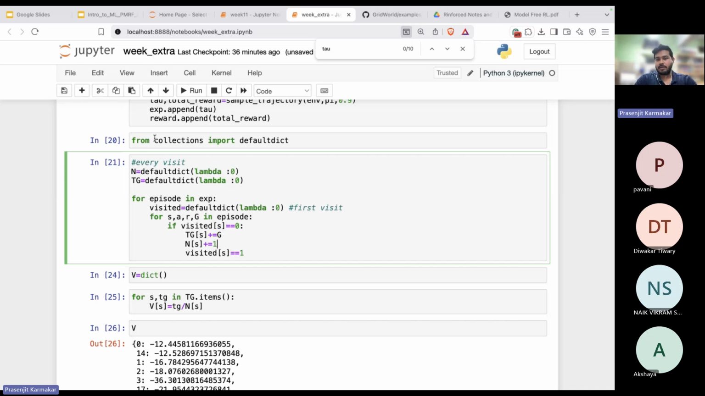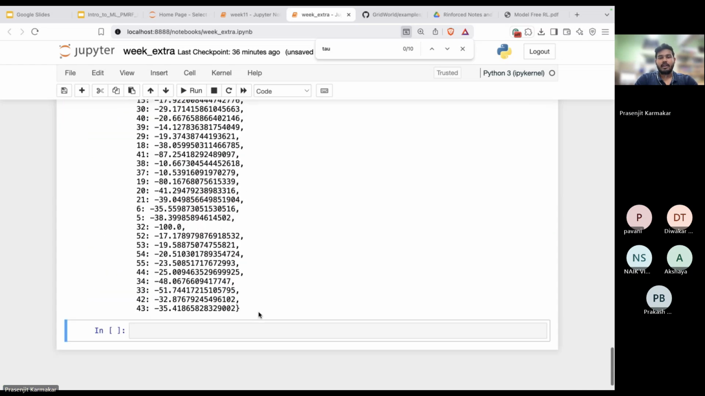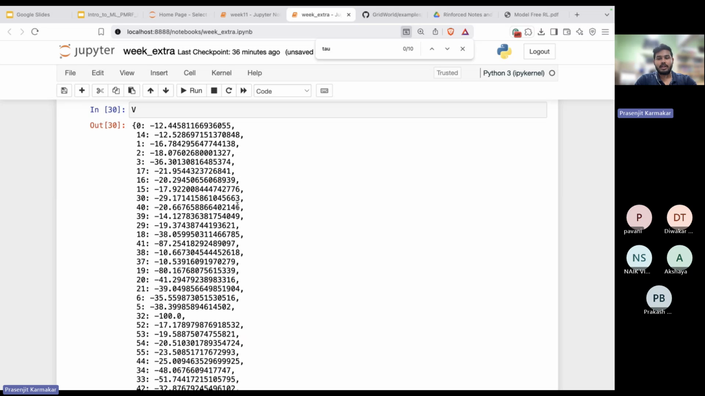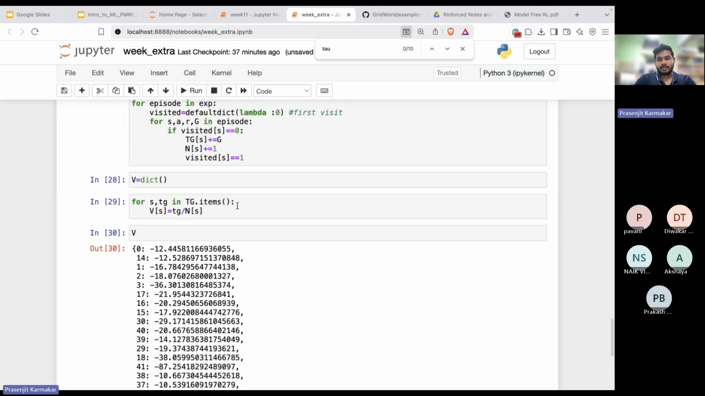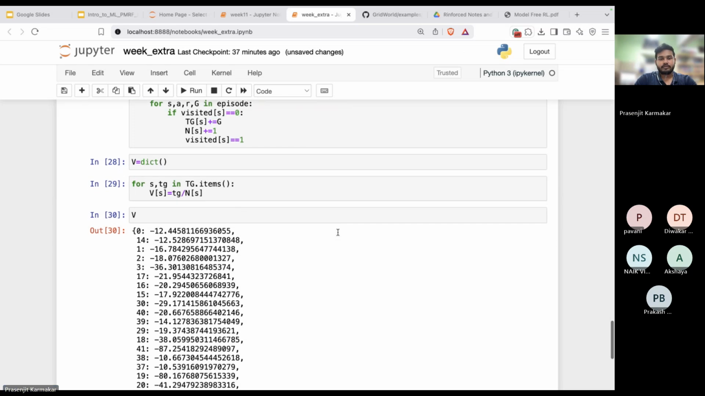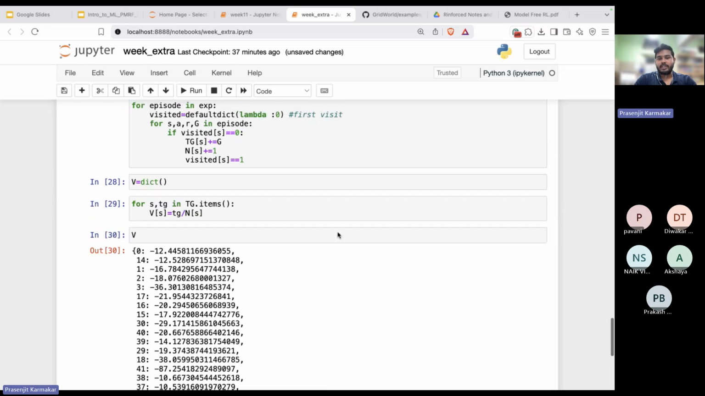If I just don't do this, it's every visit. So it will consider all the visits of a particular state. And if I just run this, now the value function estimate, in theory, is less biased. Okay, you can go check out the theory if you like. It's there in the Stanford course that I follow, or in any reinforcement learning literature. Okay. So this is how Monte Carlo policy evaluation works.